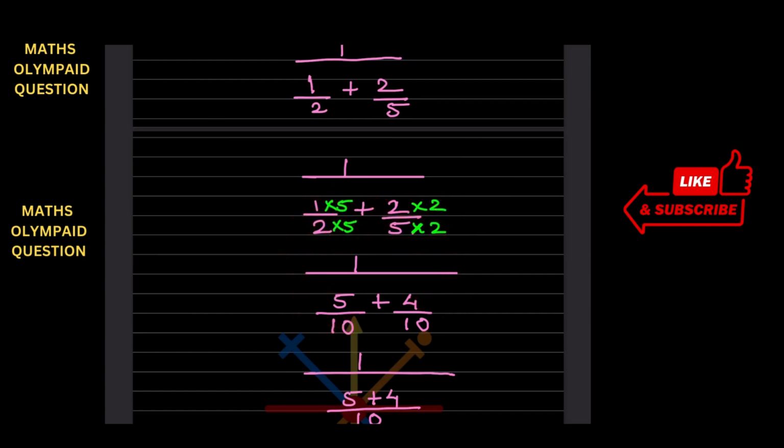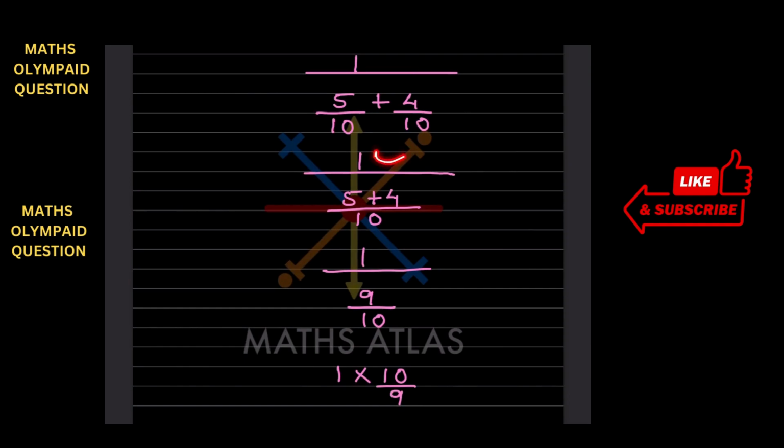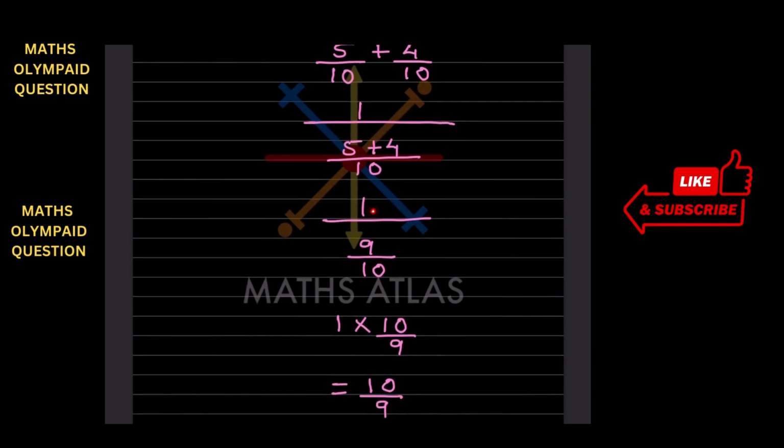So now again, the numerator is as it is. Now you can see the denominators are the same, so we write it only once, and we add the numerators. So 5 plus 4 is 9, and the 10 as it is. Now, if you want, you can write one more step: this is again 1 divided by 9 by 10. You can write this step if you want.